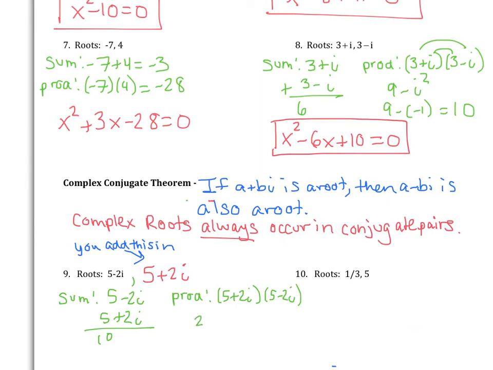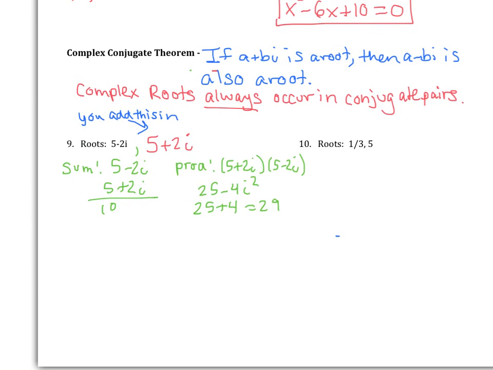So we get 25 minus 4i squared. Again, i squared is negative 1, so 25 plus 4 gives us 29. And our final answer is x squared minus 10x plus 29.